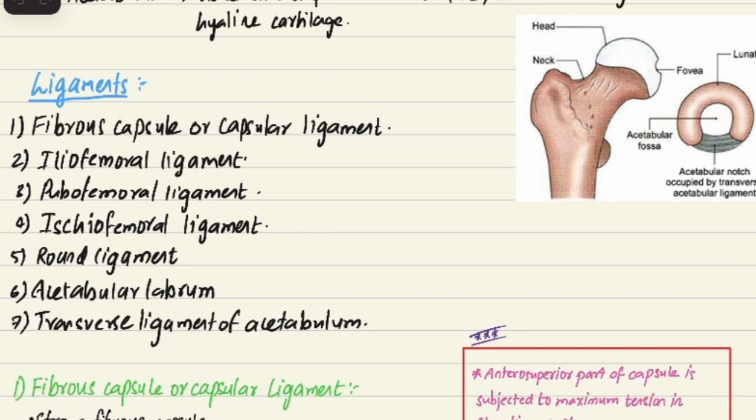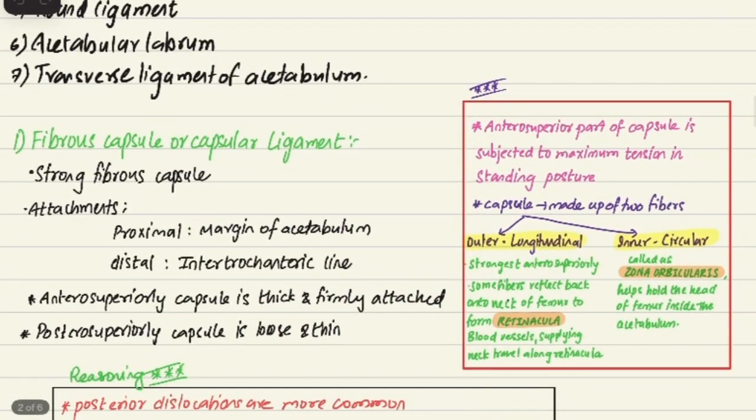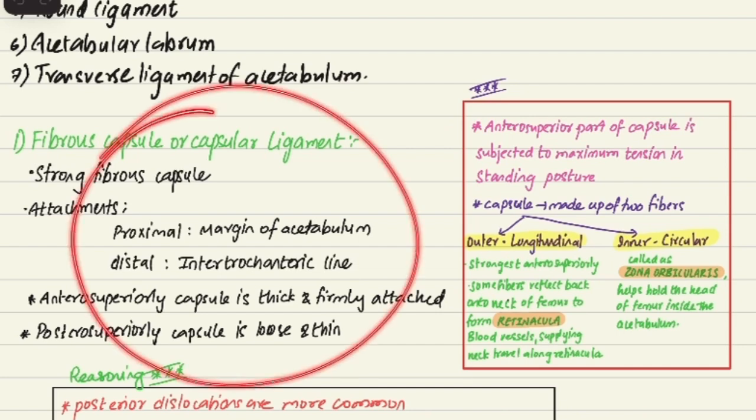Now let us discuss each ligament in detail so that our concepts are clear. So the first one, the fibrous capsule or the capsular ligament. This fibrous capsule is strong, and what are its attachments? Proximally, it is attached to the margin of acetabulum, whereas distally, it is attached to the intertrochanteric line. So imagine the margin of acetabulum is somewhere up, whereas the intertrochanteric line is somewhere below on the femur, below the neck of femur. So when we imagine this fibrous capsule, it covers the whole joint.